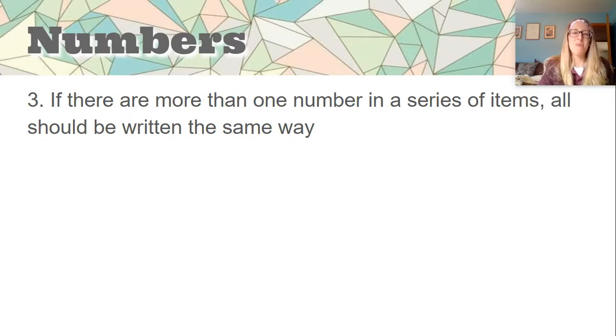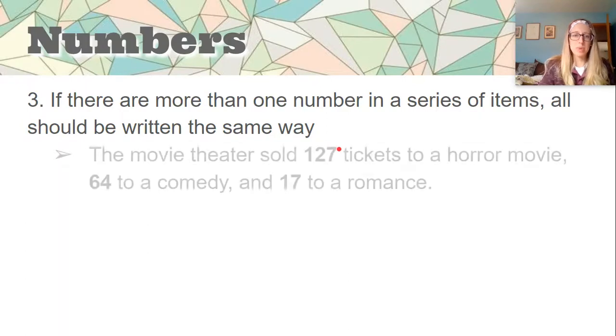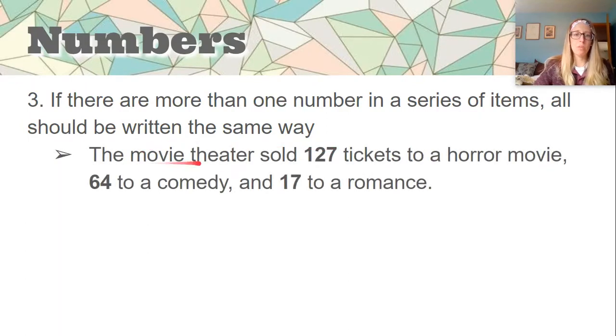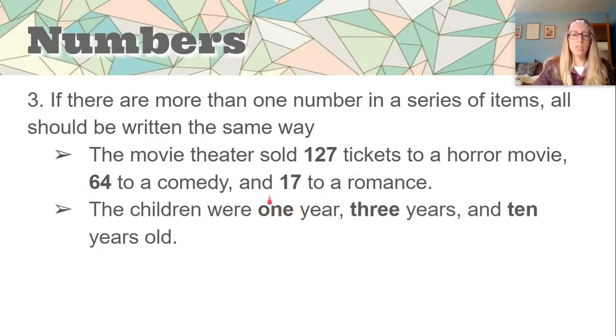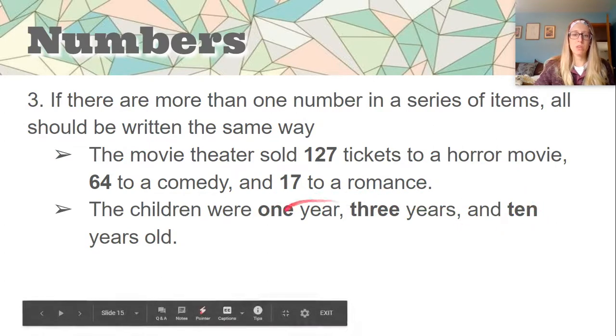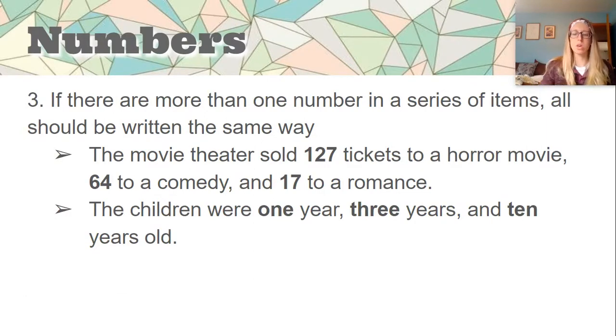If there are more than one numbers in a series of items, all of them should be written the same way. So here's an example. The movie theater sold 127 tickets, 64 tickets, 17 tickets. So since we have a list of items that all contain numbers, they all have to be the same way. If they were written out, which this one's written out, then if 2 of the 3 are written out, then the third one should be written out as well. So just make sure you're being consistent with whatever your listing does, and that kind of goes along with parallelism as well.